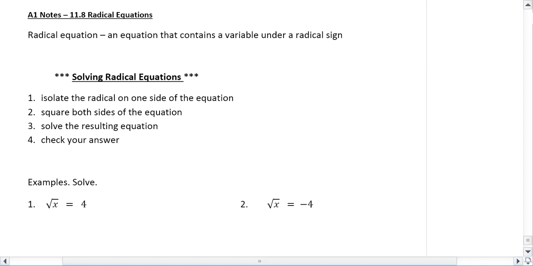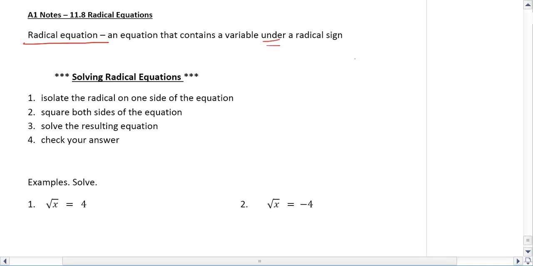Welcome to a totally radical edition of Comet Algebra. This video is for Algebra 1, Chapter 11, Section 8, titled Radical Equations. Now, by definition, a radical equation is an equation that contains a variable under a radical sign.